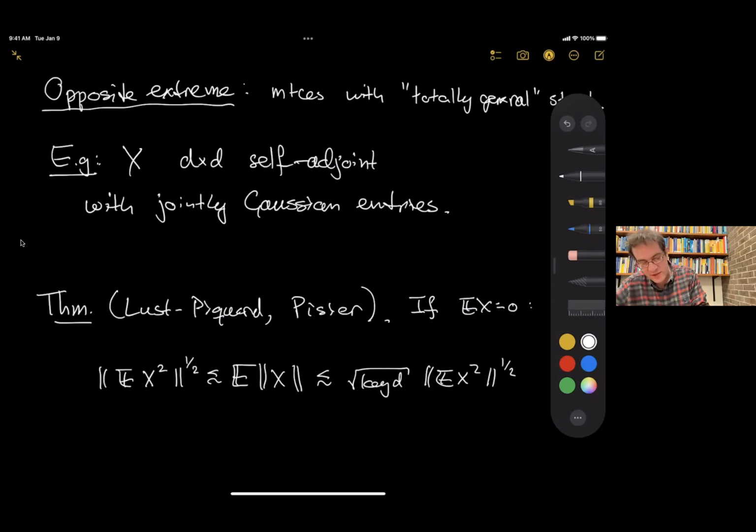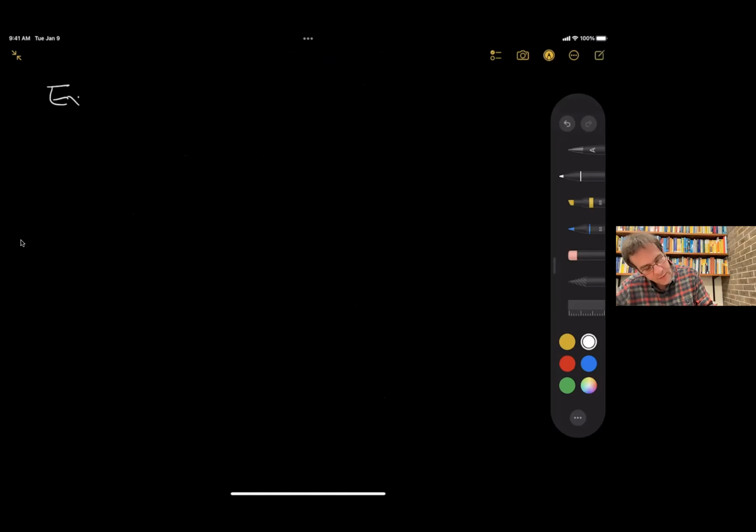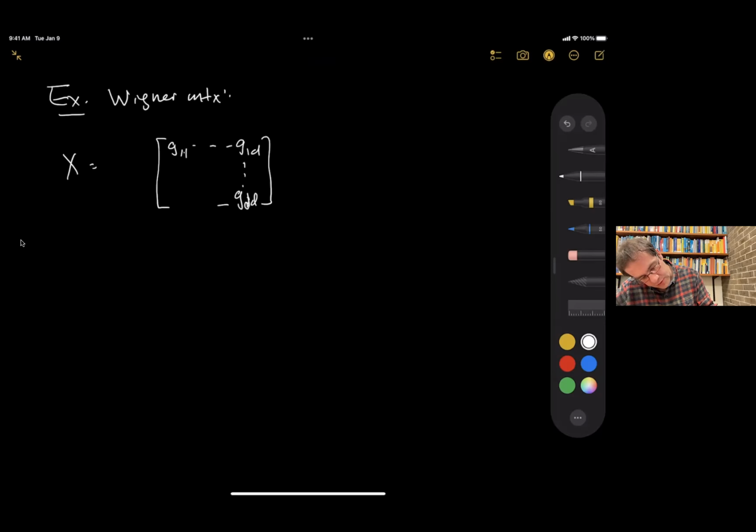So let's look at some examples. If we go back to the example of the Wigner matrix, now what is X? We take a matrix, we fill it with IID Gaussians. So these are normal 0, 1.